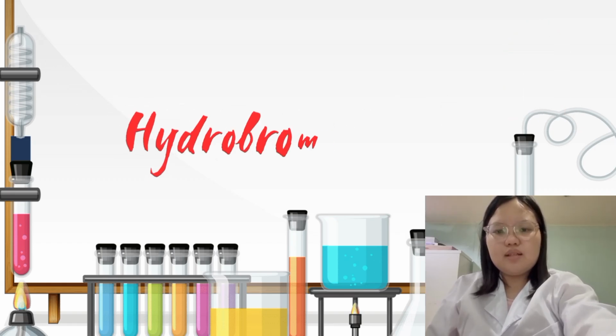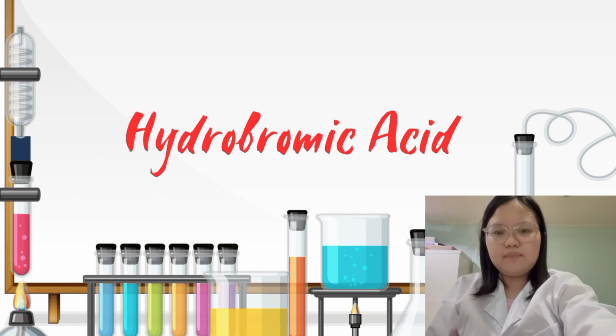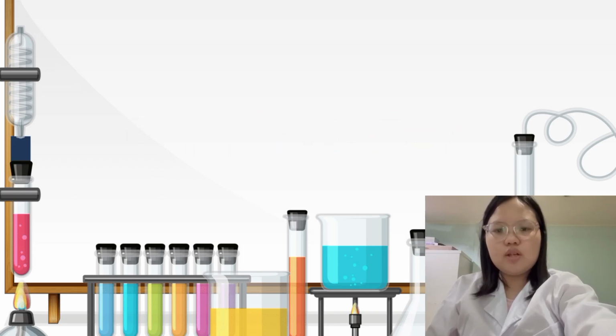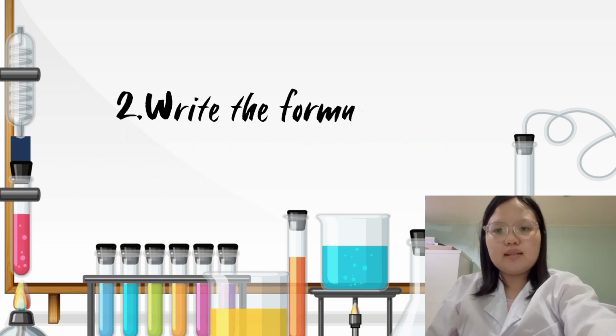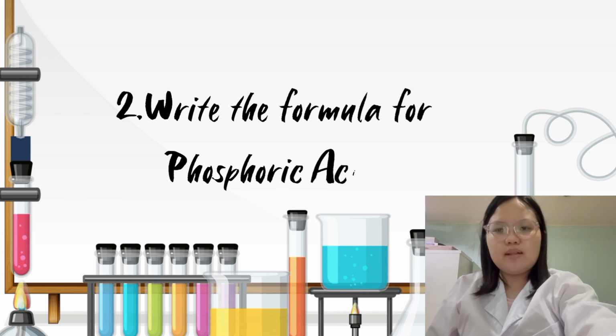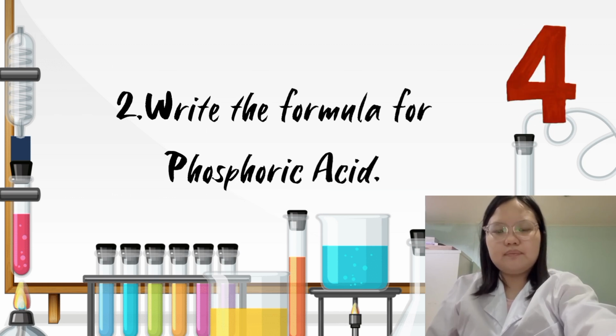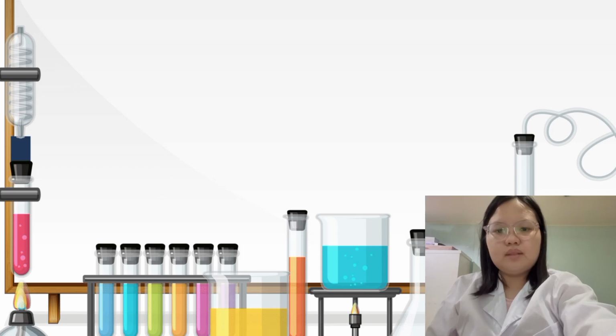The answer is hydrobromic acid. For our second question, write the formula for phosphoric acid. I'll also give you 5 seconds to think. The answer is H3PO4.